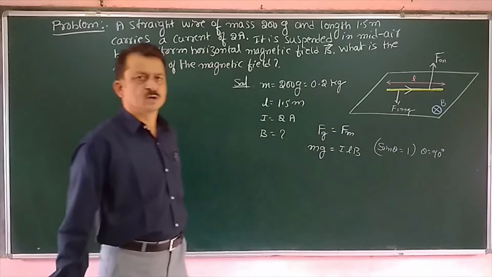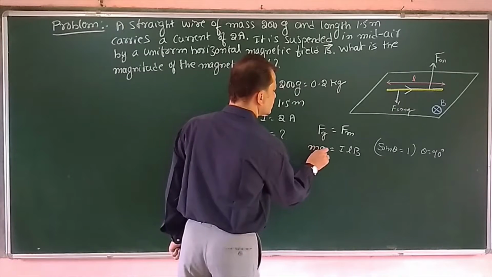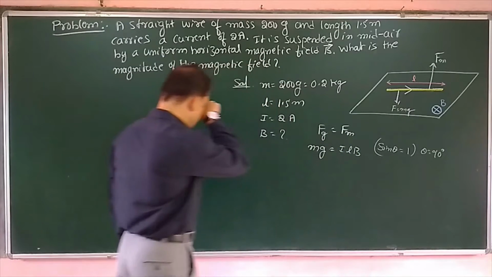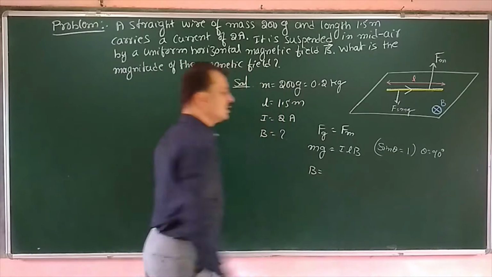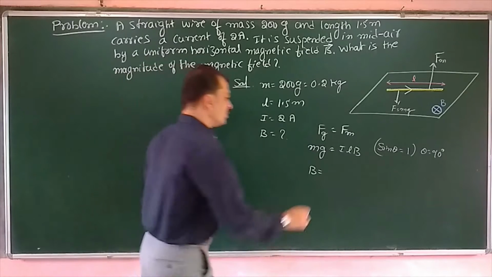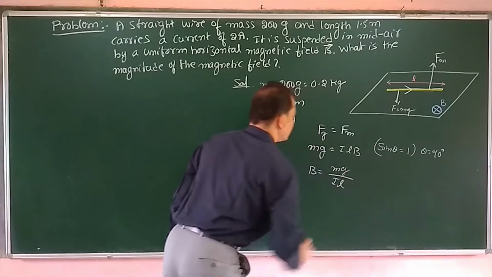Therefore sin theta is equal to y. Therefore we get the simple relation m g is equal to I L B sin theta. From this, what are we going to calculate? We have to calculate the magnetic field. Therefore magnetic field is equal to m g divided by I L.